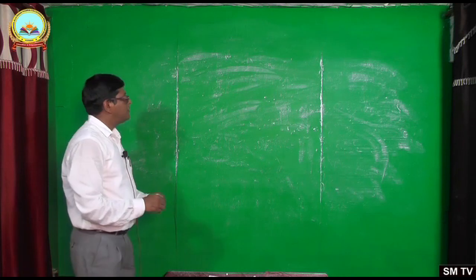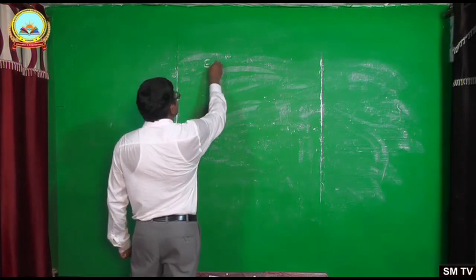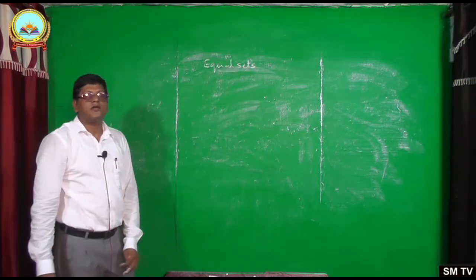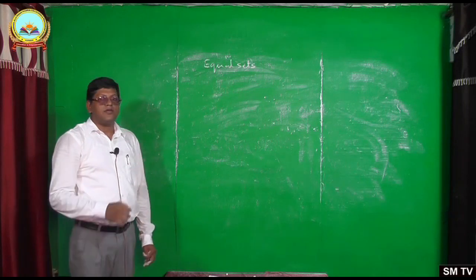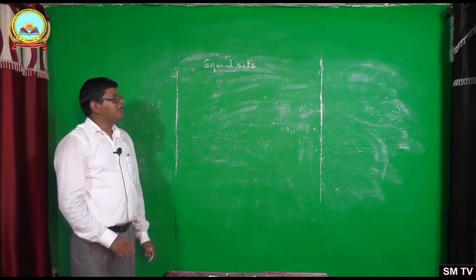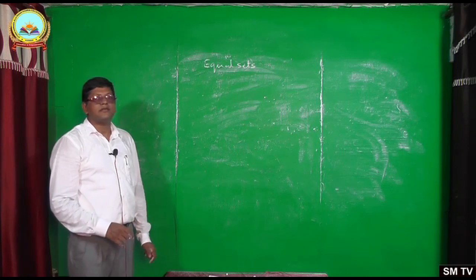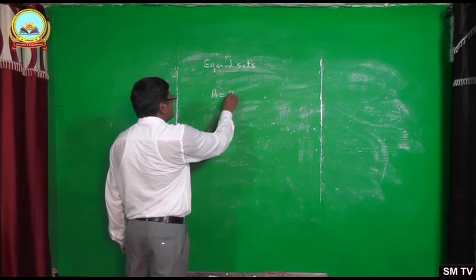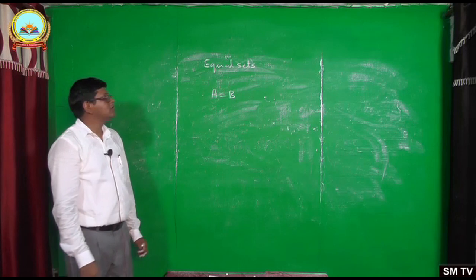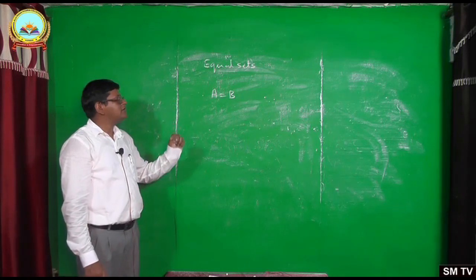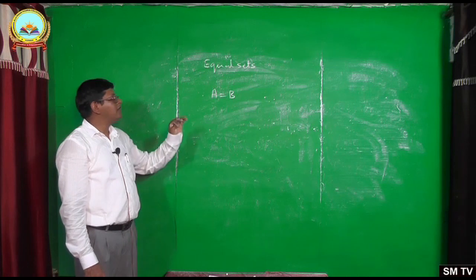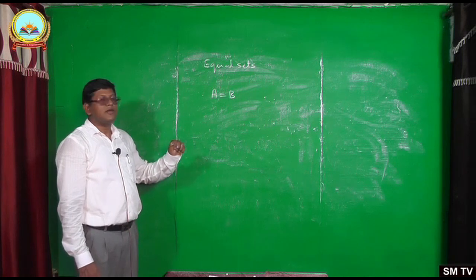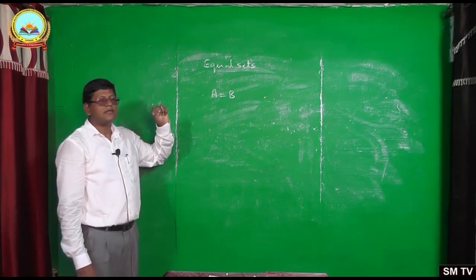Next definition, equal sets. Two sets A and B are said to be equal if they have exactly the same elements. I repeat, two sets A and B are said to be equal if they have exactly the same elements. If they are equal, in that case, we write A is equal to B.